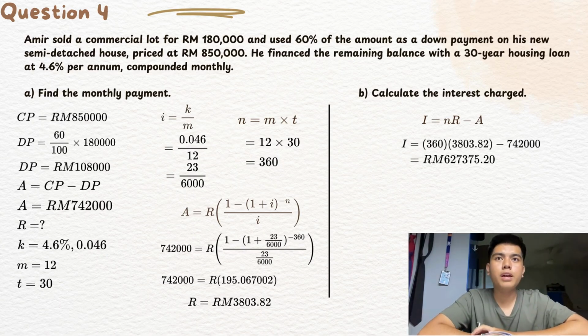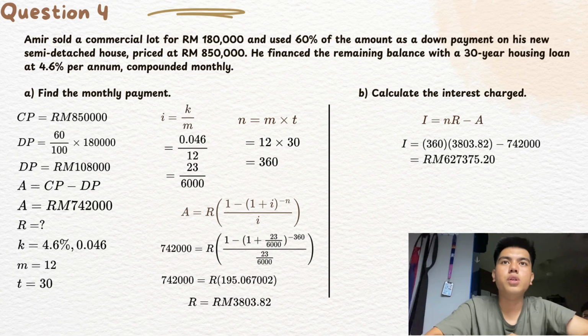So first we have to find the monthly payment. In order to find the monthly payment, we have to find A, which is the present value, first. As we can see in the question, the cash price is 850,000 ringgit and the down payment is 60% out of 180,000 ringgit, which equals 108,000 ringgit.